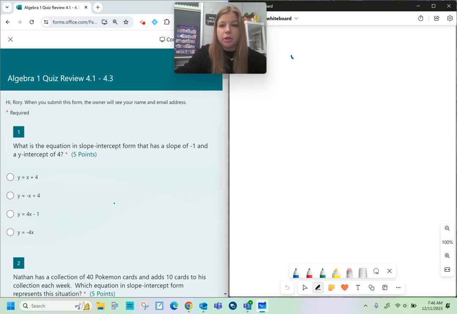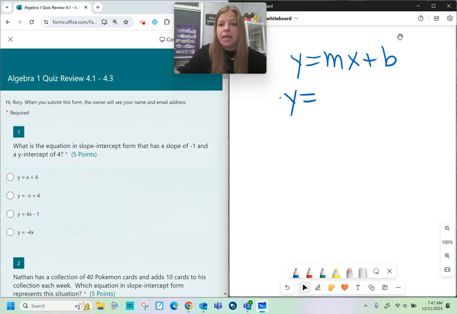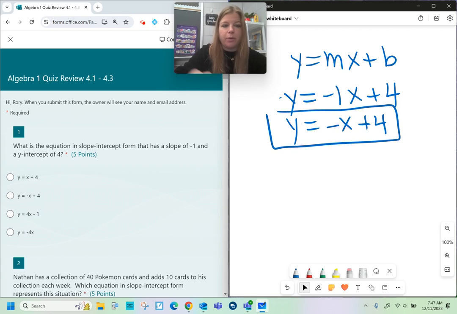So first of all, slope-intercept form looks like y equals mx plus b. And if it says it has a slope of -1, that means this would be y equals -1 is my m, x goes after the slope, and then a y-intercept of 4. Now, the only thing is we really don't like to write -1x. We would just write -x. And so that's my answer. Y equals -x plus 4.